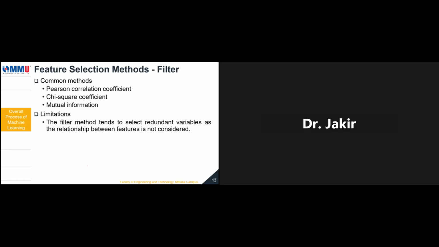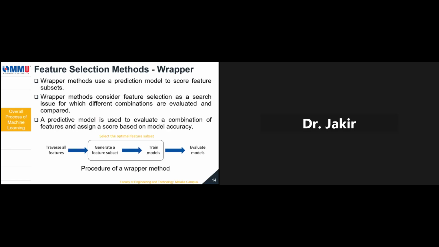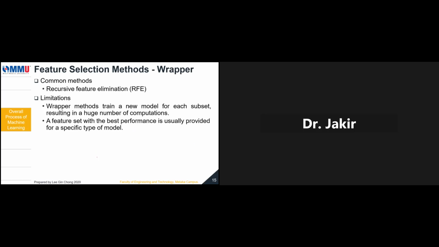All right. And we have another one, that we call the wrapper method for feature selection. In the wrapper method, you see here, we generate a feature subset and train a model together, and we need to evaluate the model. Then we can see what features we need to select in this particular task.